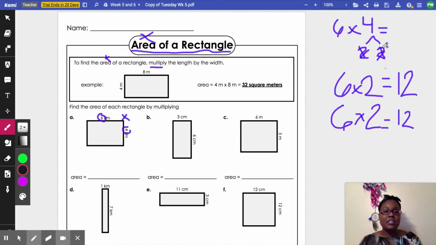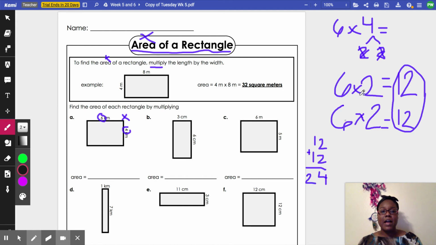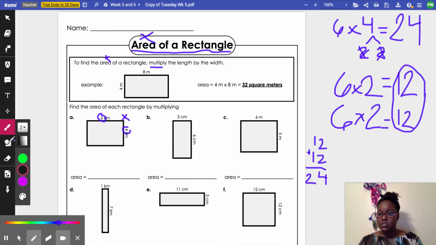Now, because I decomposed my 4 into 2 and 2, now I've got to compose it. I've got to put it back together. So now I've got to add my 2 products. So 12 plus 12. I'm going to write that smaller over here. 12 plus 12. 2 plus 2 is 4, and 1 plus 1 is 2. So that means 6 multiplied by 4 is 24. So I'm going to put that on the line.